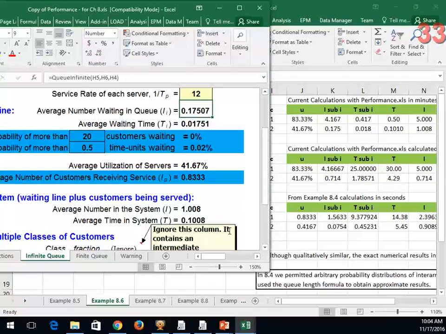Because what does this total consist of? Everybody in the system consists of 2 components. What are the 2 components?